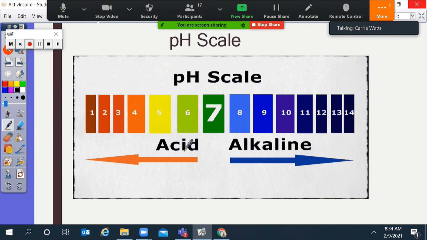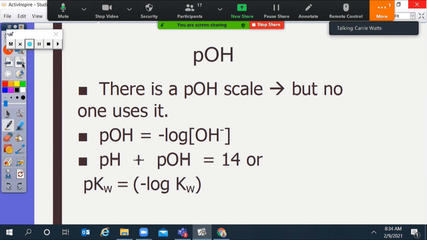Let's look at this pH scale. Obviously if you have a pH of 7, that's considered neutral. Anything less than 7, the lower the number, the more acidic. The higher the number, the more alkaline or basic. So a number like 2 would be like stomach acid, things like that, very acidic. The lower the number, the higher the acidity.